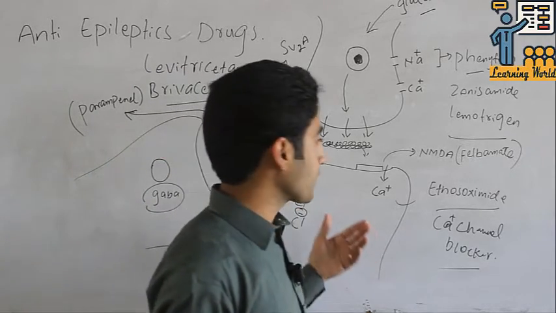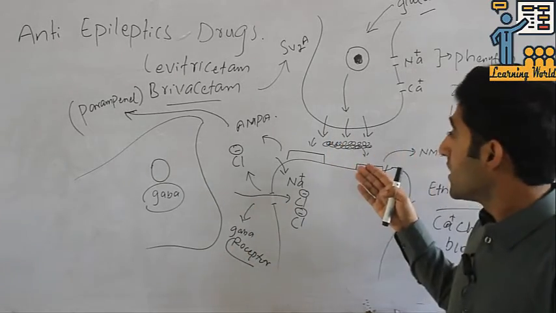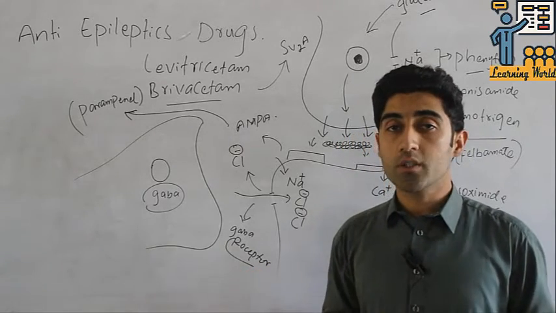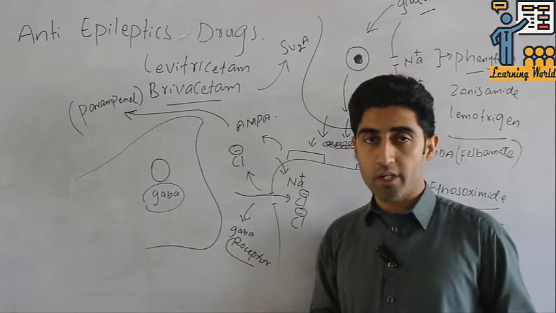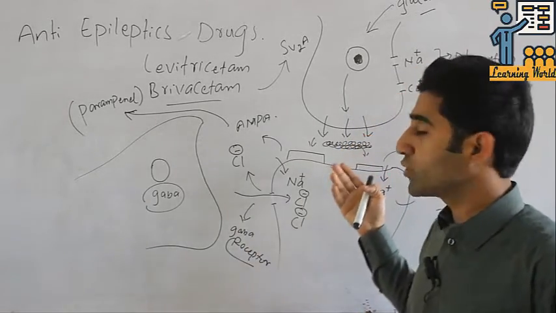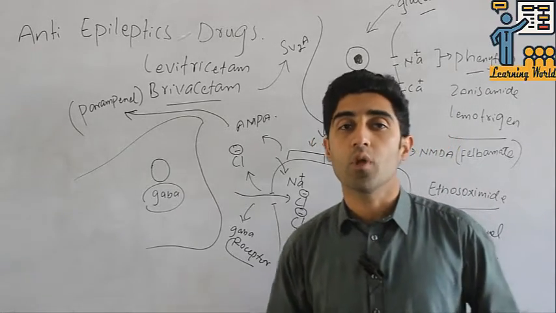When the NMDA receptor and AMPA receptor are blocked, these are the glutamate receptors, and they are responsible to cause the depolarization, to cause the excitation. So when these receptors are blocked, glutamate does not show its action toward the postsynaptic membrane, and the jerky movement, the seizure will be relieved.